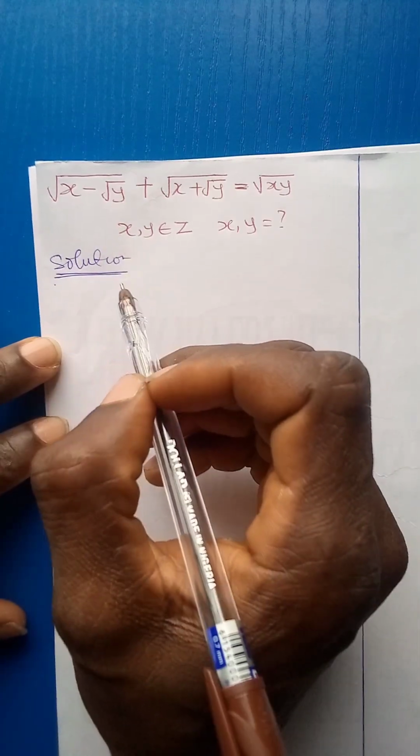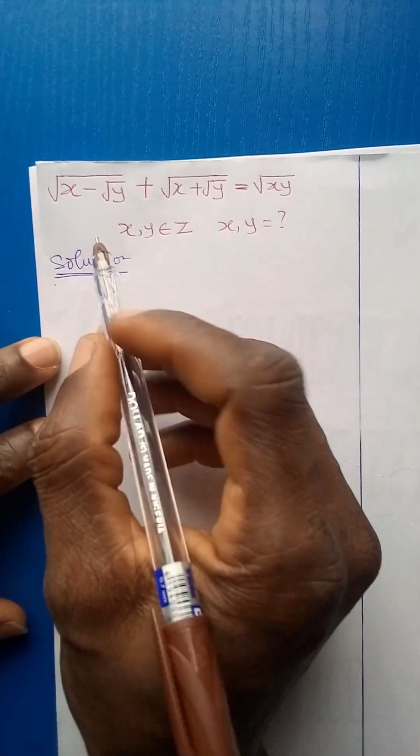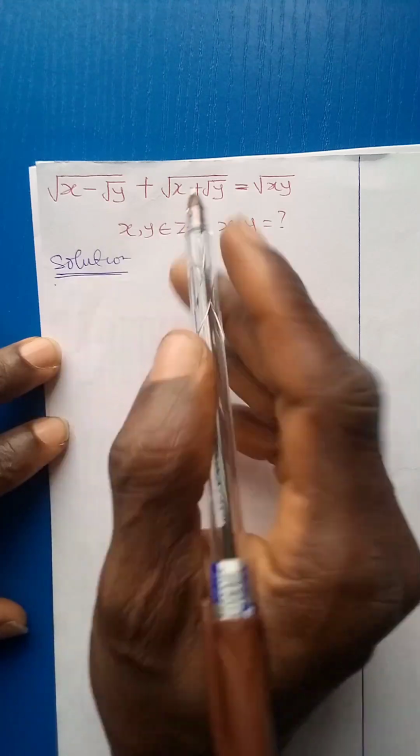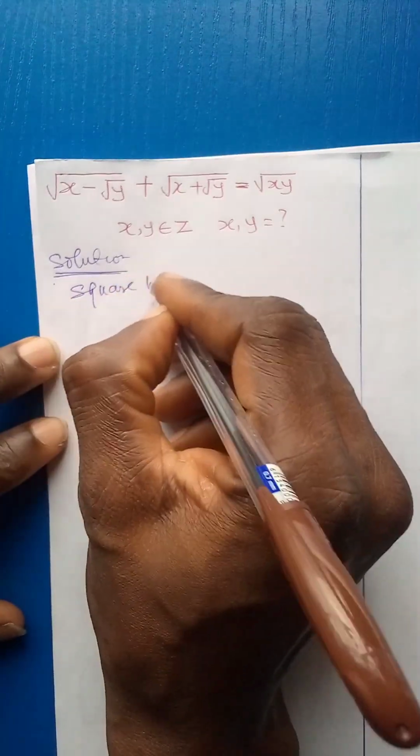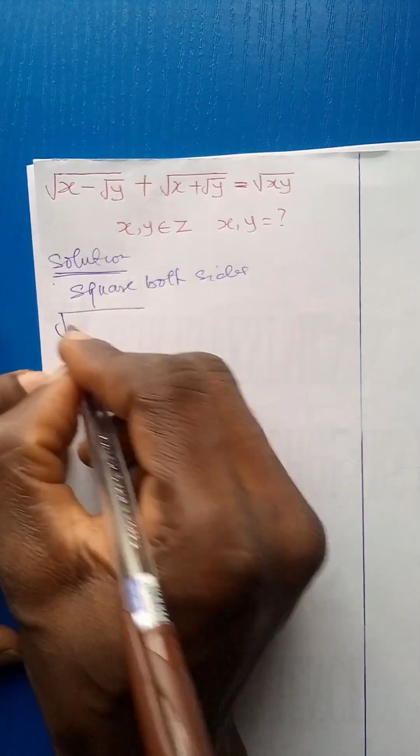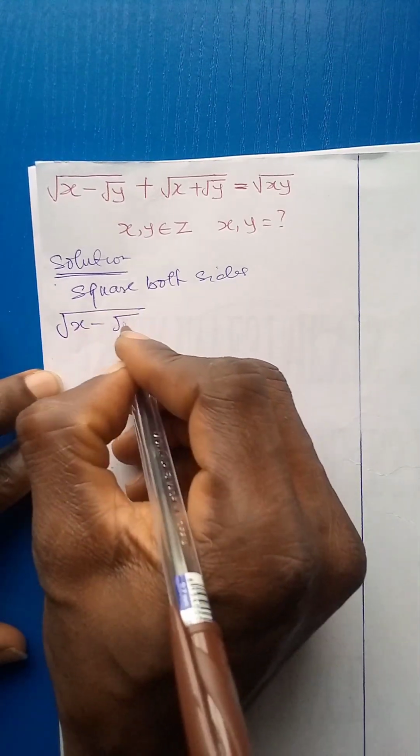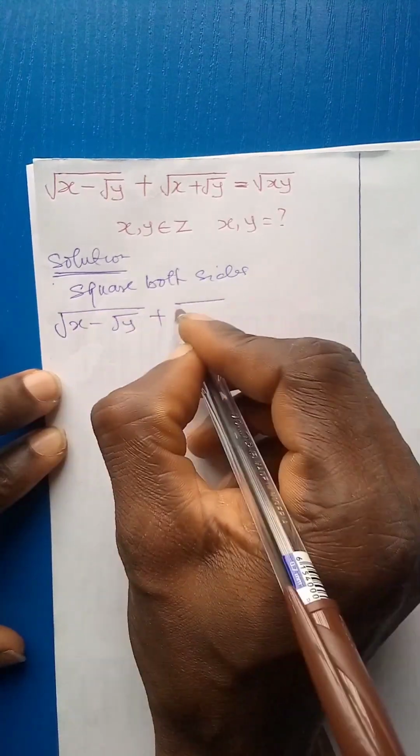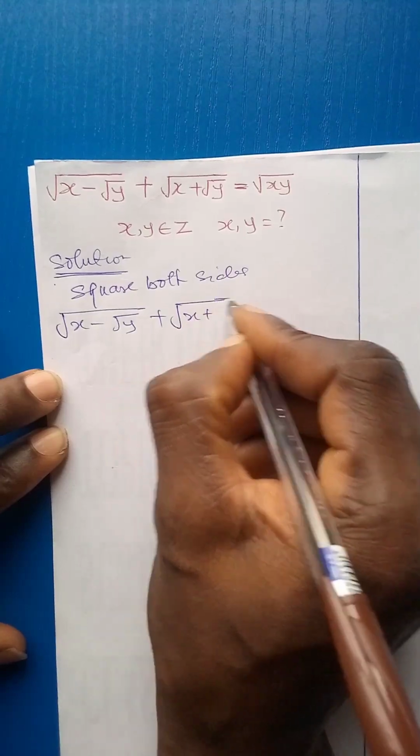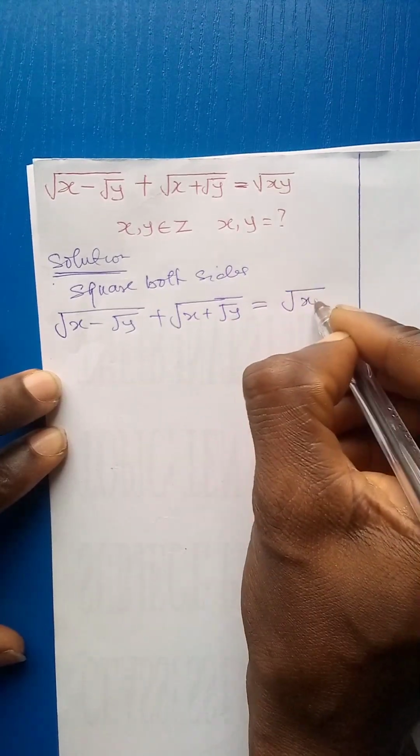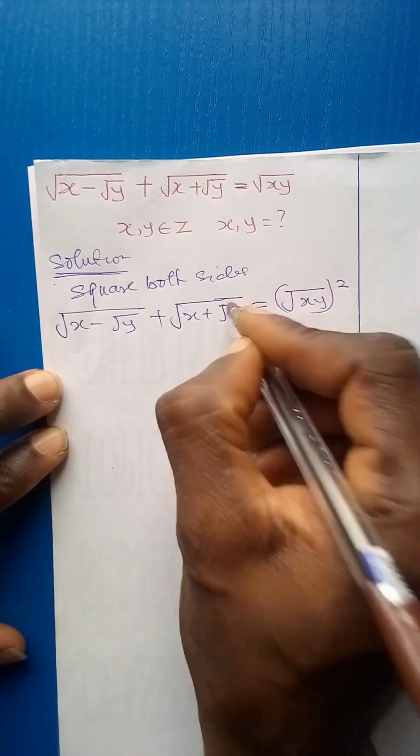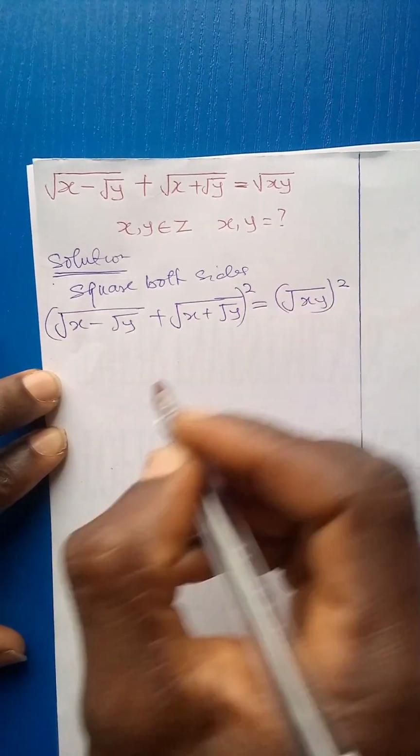What is one way we can solve this? I will only use one method, and that method is this. I'm first of all going to square both sides of the equation. So let us square both sides of the equation. So we have square root of (x minus square root y) plus square root of (x plus square root y) is equal to square root of xy, squared here, and then we square here.